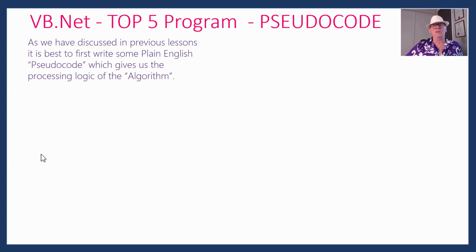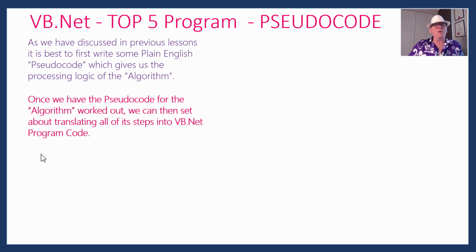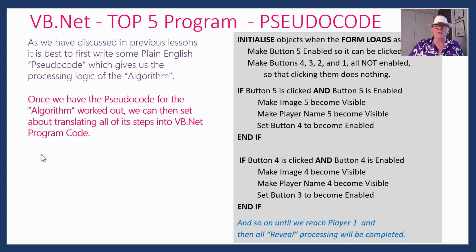All right, now before we do this, as we've discussed in previous lessons, it's great to write some pseudocode before you get into the nitty-gritty of putting it all into VB.NET, okay? So pseudocode is the way to go. And once we've got that pseudocode for the algorithm, which is the processing steps, the logic we need to accomplish a task in a program is called an algorithm, okay? So algorithm is the special name for that. So the pseudocode to describe the algorithm is here.